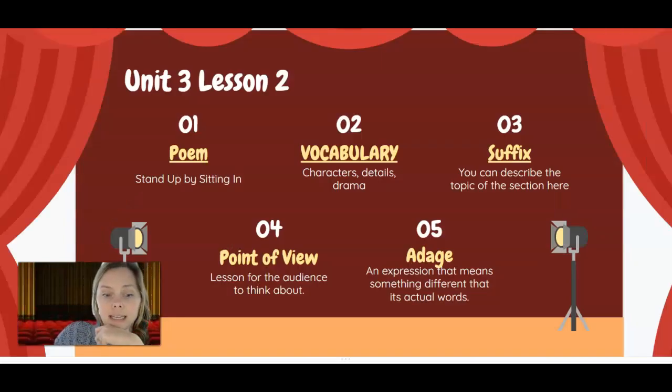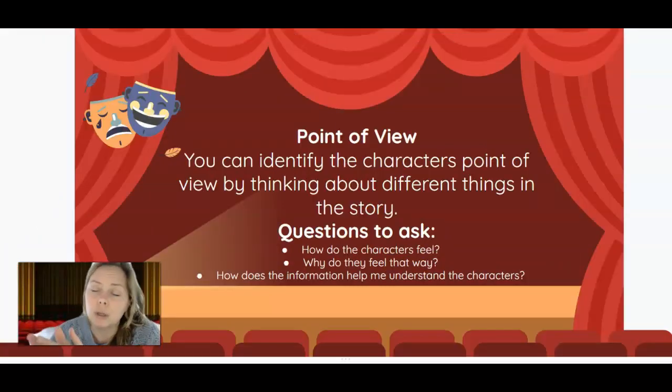All right, the next thing is the big main idea for this lesson, and that's point of view. When we talk about point of view, we're talking about the viewpoint of a character or a person in the story, how they feel about it. There are different things you can do to help you identify the character's point of view. If I had a question in my test, or somebody was asking me, what is so-and-so's point of view? These are some questions I could ask myself to help me figure that out.